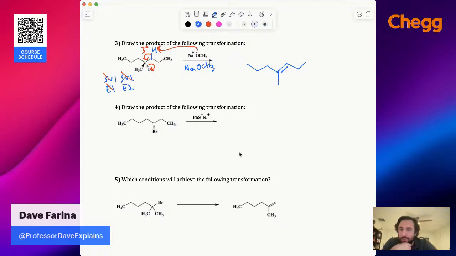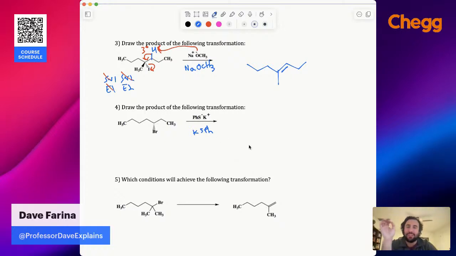Okay, number 4, draw the product of the following transformation. So here we have another ionic compound. Once again, you may see this, right? But we have to know, right? This could be a little confusing. What's going on? We've got potassium, we've got sulfur, we've got a phenyl group.